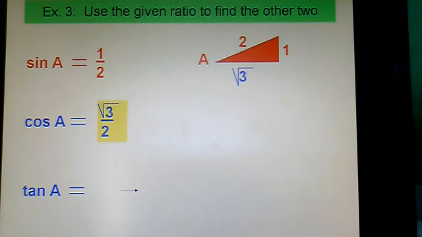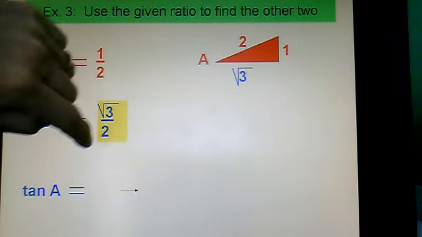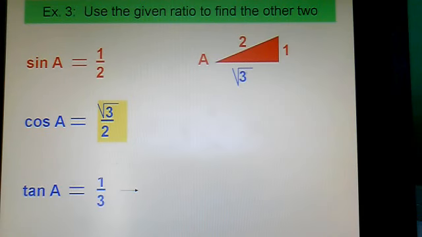Tangent of A is just a little bit messier. That's the opposite of where you put A, so 1 over the adjacent, over the rad 3. And at this point, I'm hoping you're getting pretty good at this. And of course, we would never leave that the way it is. We'd simplify that by multiplying the top and the bottom by rad 3, and you get rad 3 over 3. There's a simplified answer for that one.